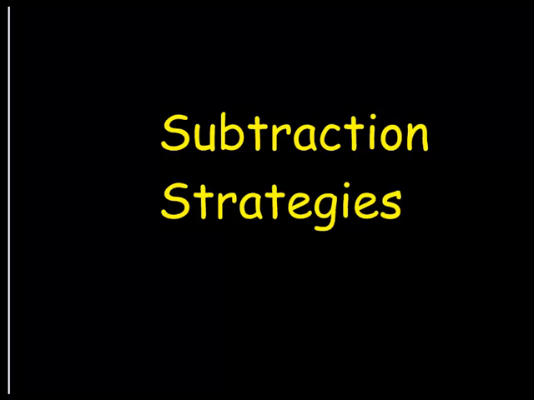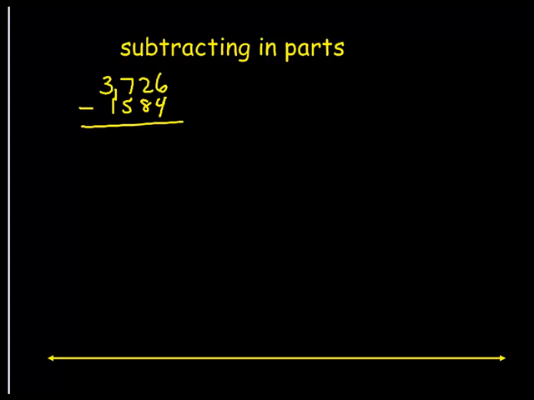In this video, we're going to talk about 4 different subtraction strategies. The first strategy is called subtracting in parts, and it's similar to an addition strategy we used where we're going to actually break apart into place values. So we're going to start with our largest number, 3,726, and we're going to subtract by place value.